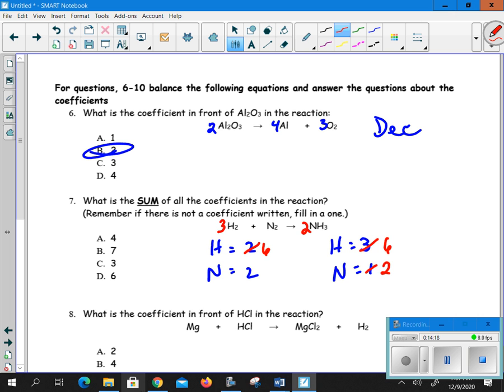So we asked for what the sum would be. So the sum would be 3 plus 1, because there's an imaginary 1 right there in front of the N2. And so that would be 4, and then the 2 from the products would be 5, 6. So the sum should be 6. I could also have asked you what are all the coefficients, and if I'd asked you for what are all the coefficients, it would have been listed as 3, 1, 2 as your answer choice that you would have picked. Okay?